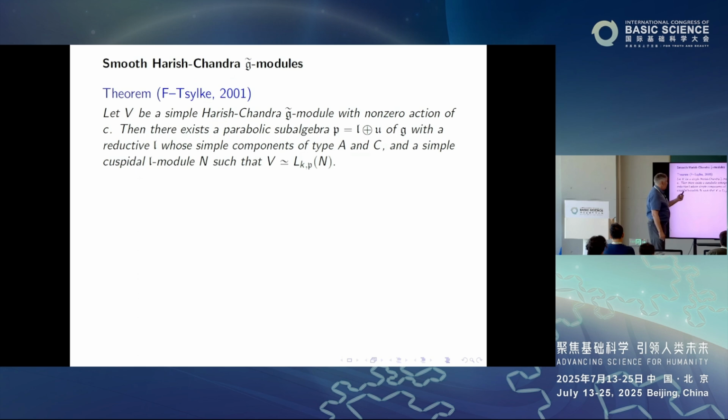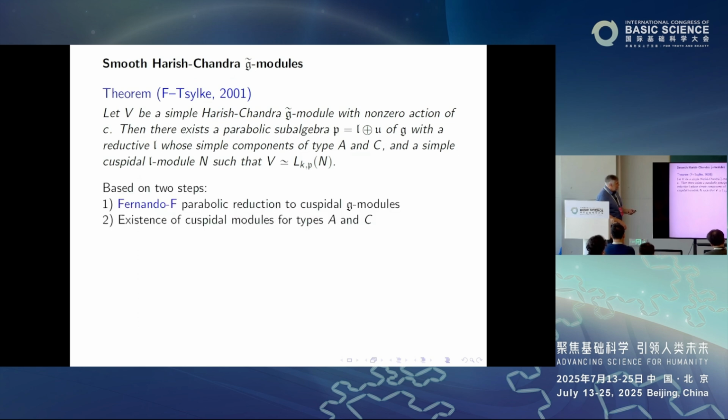Moreover, there is a restriction on what kind of Lévy L we can have, because it's a reductive finite dimensional algebra, so it will be a direct sum of simple components plus some central part, and the simple components are necessarily of type A and C. Historically there were two steps to get this. First is the so-called Fernando-Futorny parabolic reduction to cuspidal modules. That was the first step, and then Fernando showed that cuspidal modules exist only for type A and C if the algebra is simple.